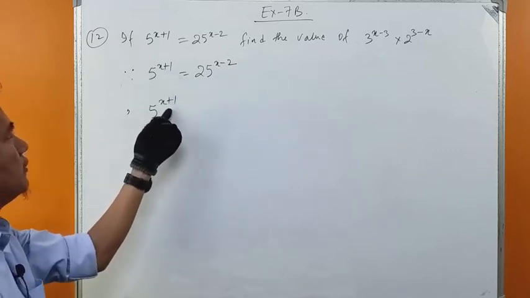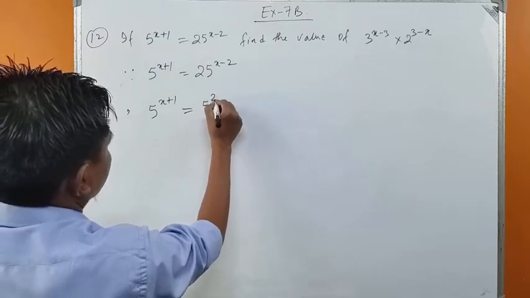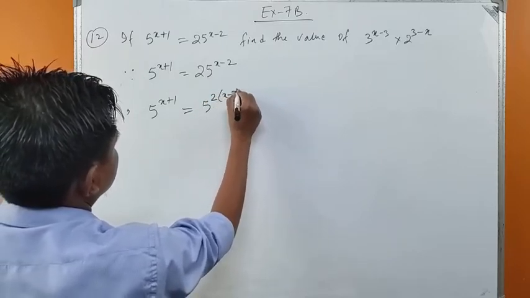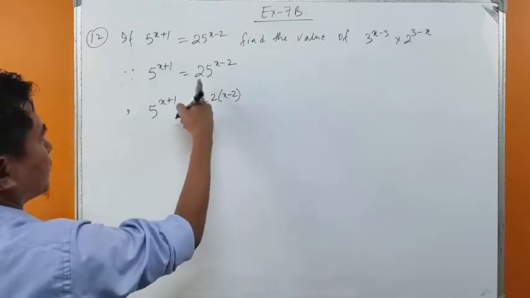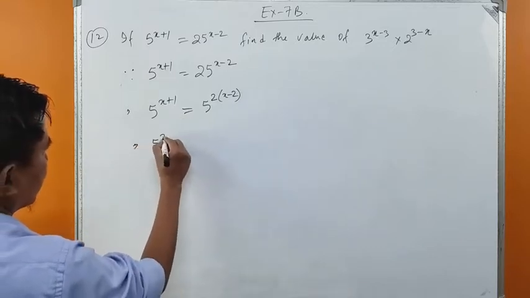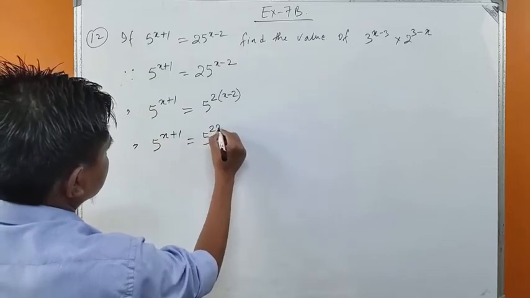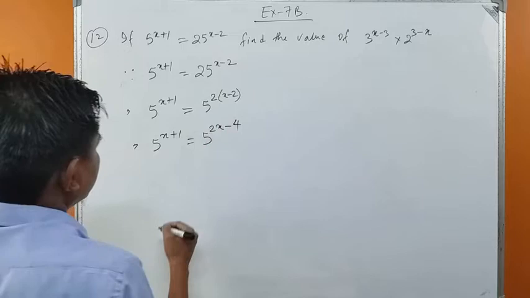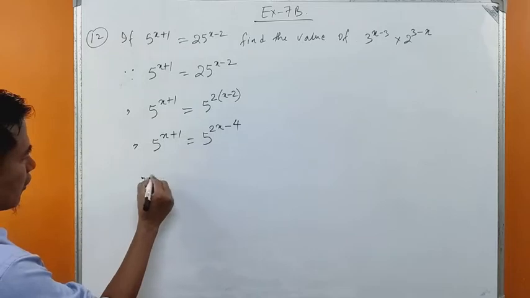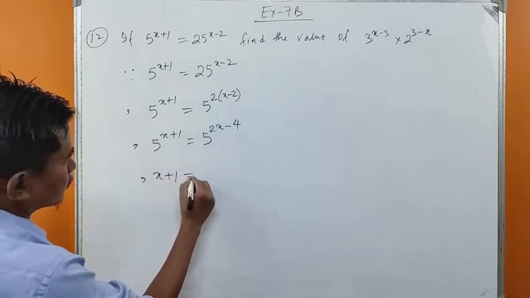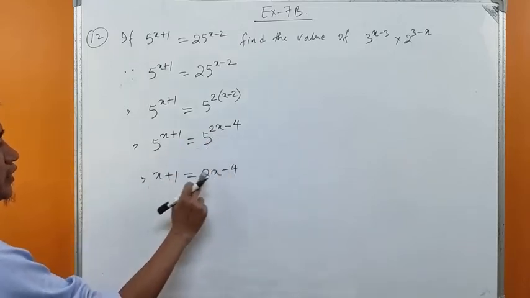5 to the power x plus 1 equals, this is 25, isn't it? Means 5 squared, 5 squared to the power x minus 2. 25 means 5 squared, 5 fives are 25. Or 5 to the power x plus 1 equals 5 to the power 2 into x minus 2, that is 2x minus 4. 5 and 5 same base means their powers should be equal. Or x plus 1 equals 2x minus 4. If the bases are equal, their powers should be equal.